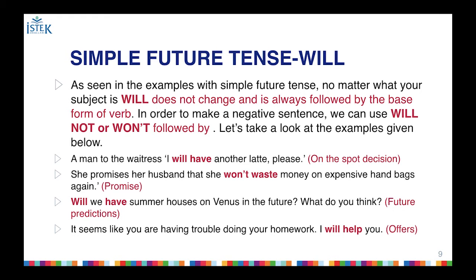In the third one, will we have summer houses on Venus in the future? What do you think? We are asking our friend his or her prediction about the future. And the last one, it seems like you're having trouble doing your homework. I will help you. So you simply offer your help to your friend.